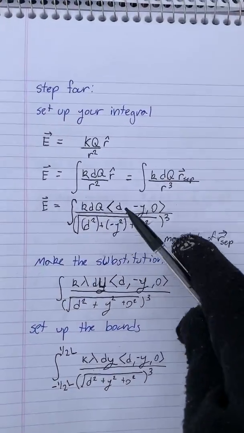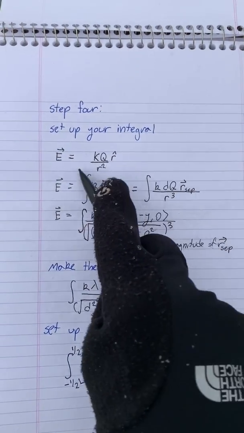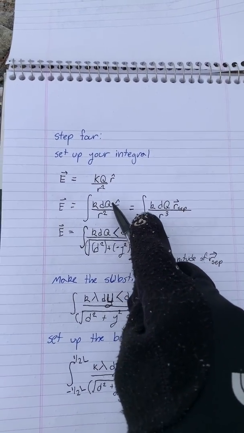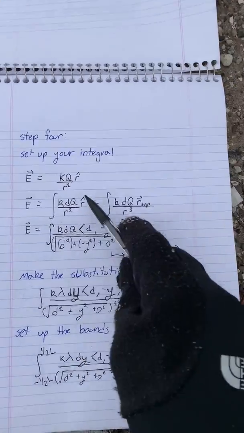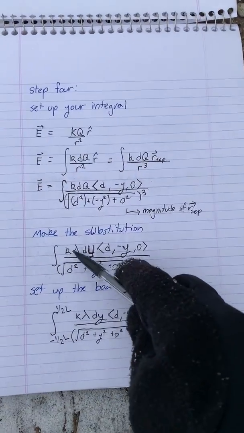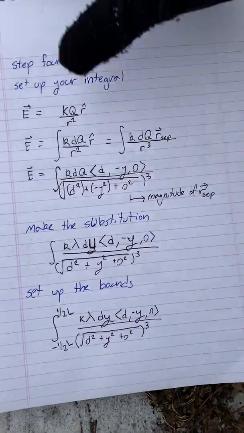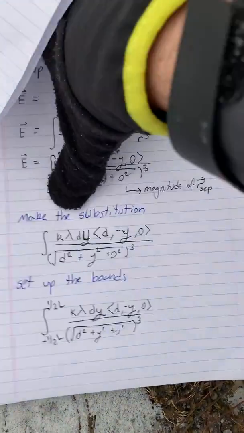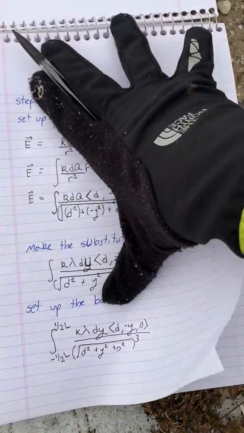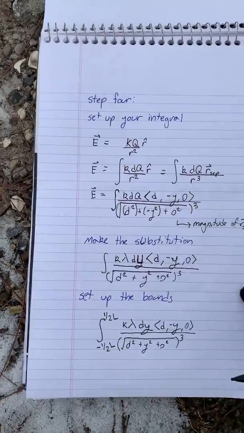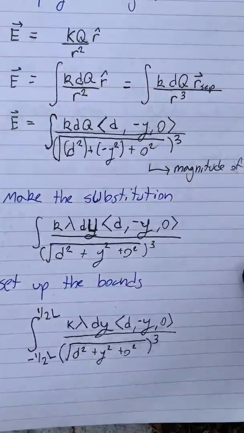Step 4, we set up our integral. This is the general form, so if we add up infinitely over arbitrarily small chunks of charge, this is what it'd look like. But instead, we're going to make the substitution, so instead of dq, it's lambda dy. All this other stuff is just fancy ways to write the separation and distance vectors, but it's more syntax than anything else. And you set up the bounds and you make the substitution.